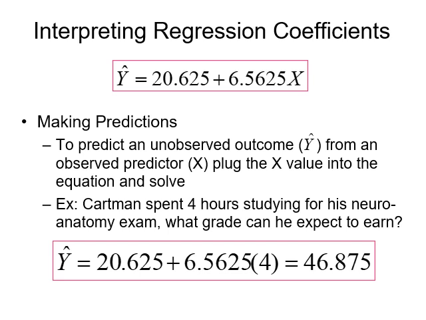So again, the only thing missing from the equation is x, and x is 4. So we take 6.5625, multiply that by 4, and add it to the constant, a, 20.625. We'd expect Cartman, with 4 hours of study, to get a 46.875. And again, if we were reporting that in APA style, we'd round that to 46.88.